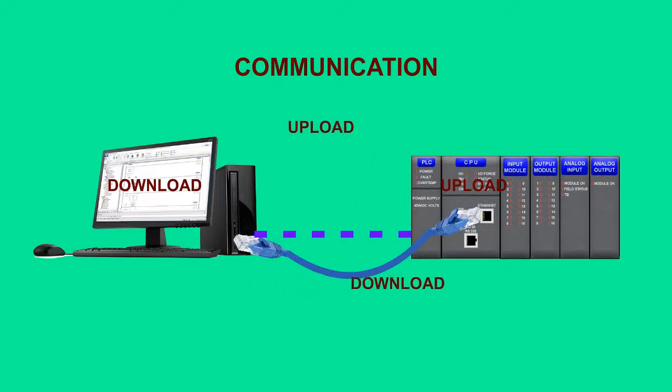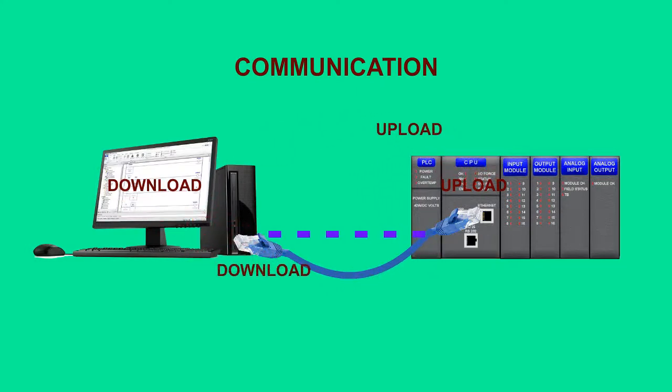A program is downloaded to a PLC with a communication cable. Although there are various types of communication cables, Ethernet is becoming the preferred communication method used to communicate with the PLC.